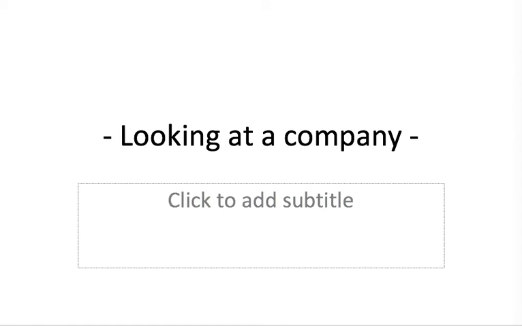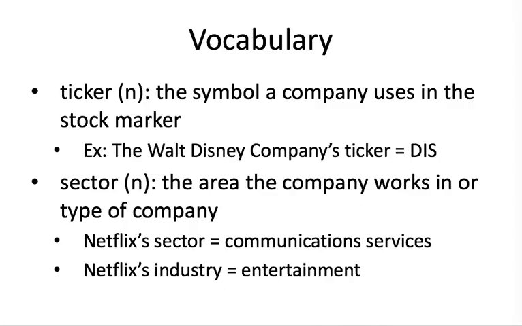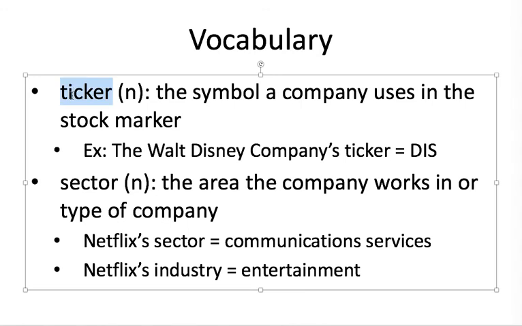Spend some time looking at some of the vocabulary and features of a specific company. So, when you're looking at a specific company, that company has a ticker symbol. The ticker is just a symbol that is used to represent that company in the stock market. So, for example, Walt Disney Company, their ticker is DIS. So it's basically just an abbreviation for the company.